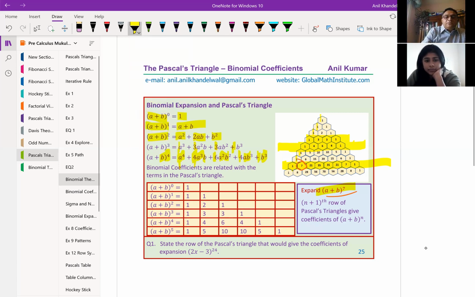So a straight question is here. Can you please read question number 1 here, right? State the row of the Pascal's triangle that would give the coefficients of the expansion of 2x minus 3 to the power of 24. So the row of Pascal's triangle. It would be, because we're doing the 1, 2, 3, 4 thing, 25. Correct. That's the answer. 25 is your answer.